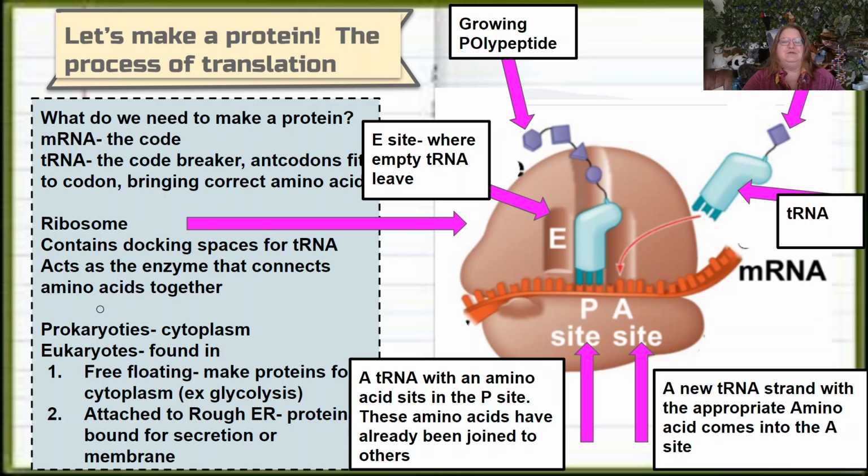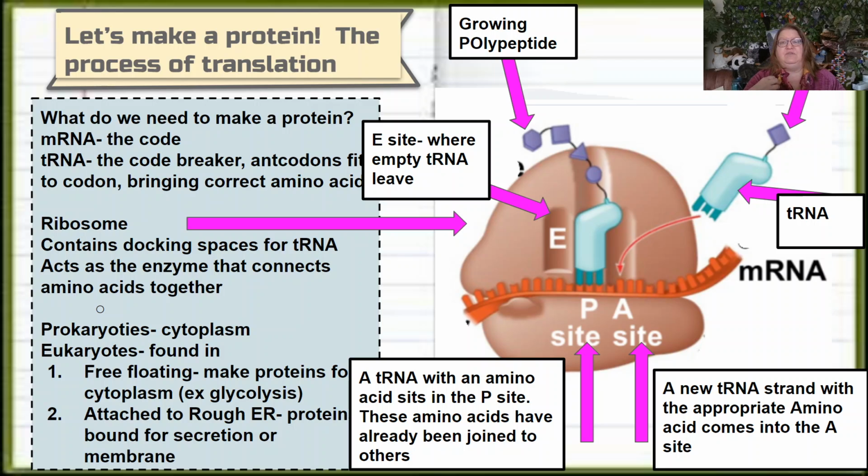In eukaryotes, we have free-floating ribosomes in the cytoplasm. And while they're all going to be found in the cytoplasm, some of them just stay in the cytoplasm and make their proteins. And those are going to be for proteins that work in the cytoplasm, like glycolysis enzymes or cytoskeletal proteins. They're working in the cytoplasm. They don't need to go anywhere.